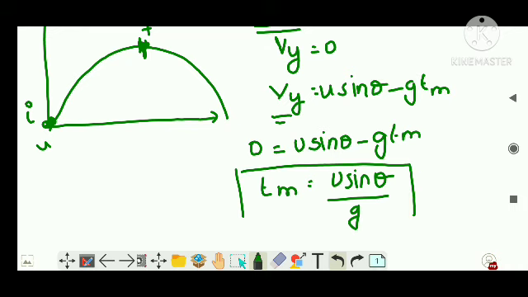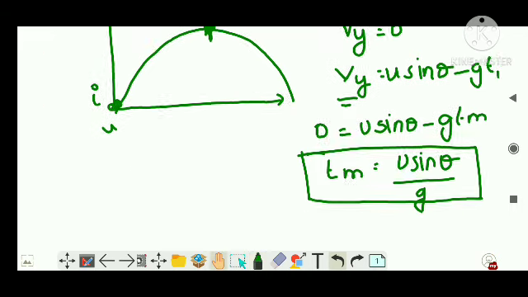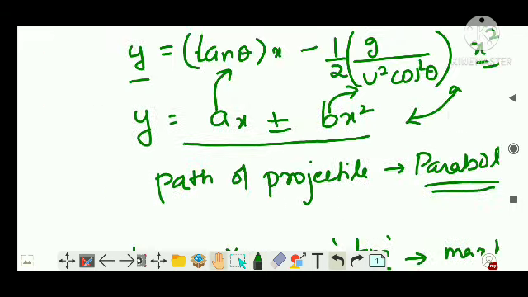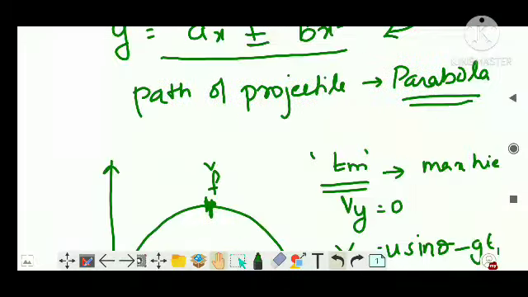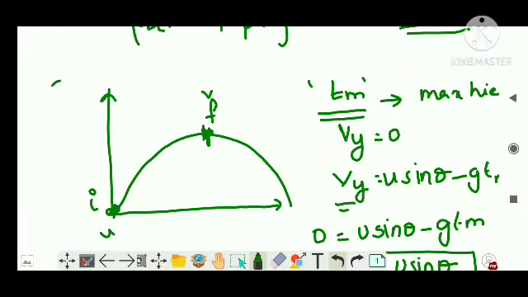This is the time which a projectile, or a ball undergoing projectile motion, takes to reach its maximum height. Clear? I didn't write the number. This was 5, so obviously this should be 6. Time to reach the maximum height.